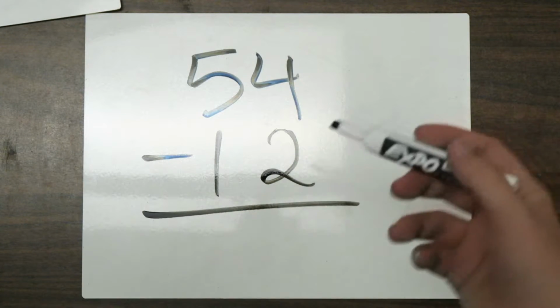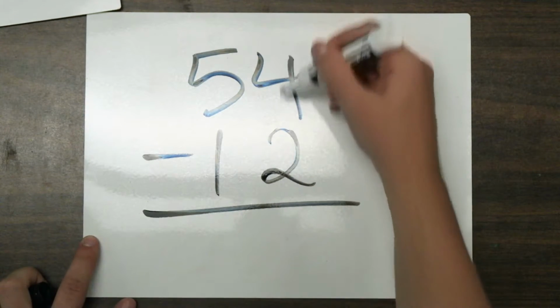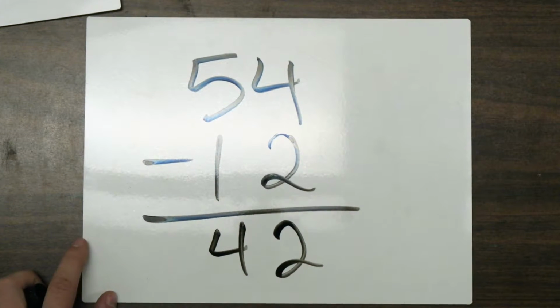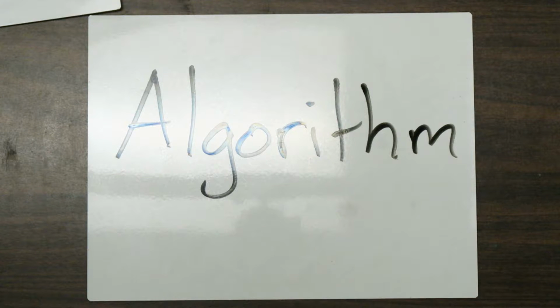And we use the same kind of algorithm for subtraction. 4 minus 2 is 2, 5 minus 1 is 4. And we get 42. When we follow a certain set of rules for solving a math problem, it's called an algorithm. The one we just looked at is called the traditional algorithm because it's the most common form.